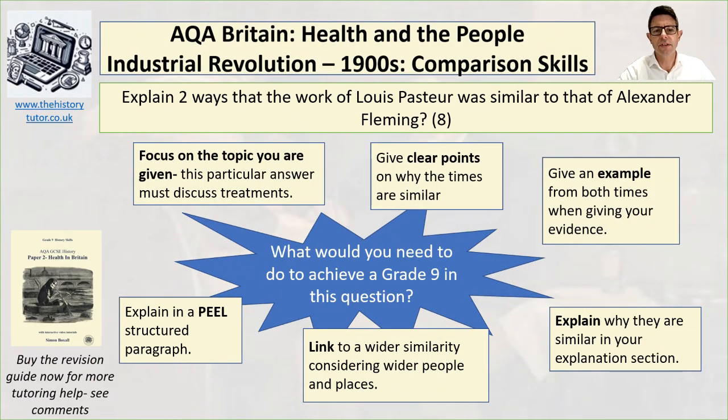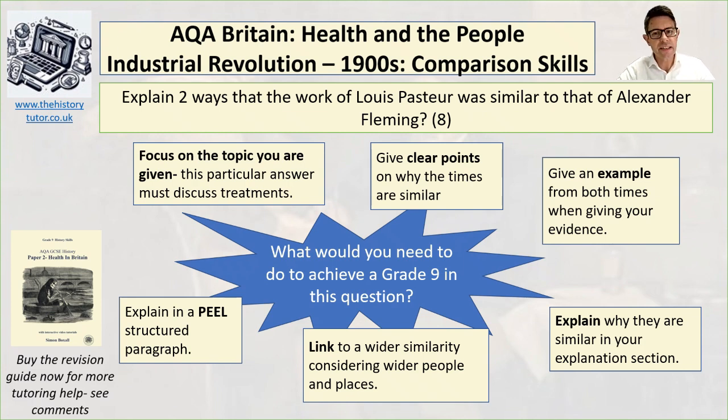So here's what I've gone for. So firstly, you need to focus on the topic you've been given. Of course, we need to focus here on Pasteur and Alexander Fleming and their treatments. Give clear arguments about why these people or time periods are similar. So, one way they are similar is, and set up an argument. Give an example from both people or times.